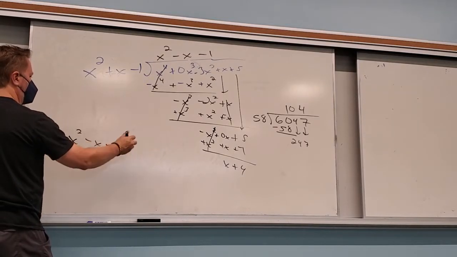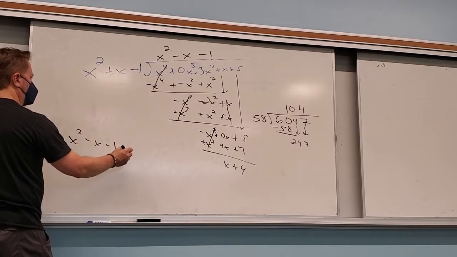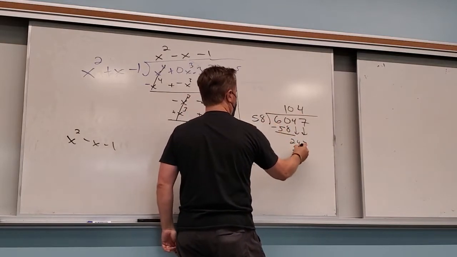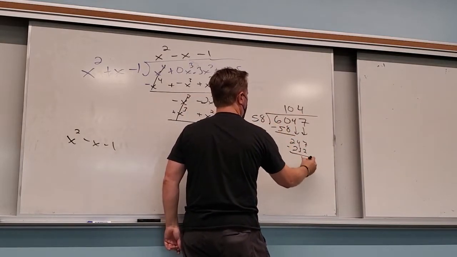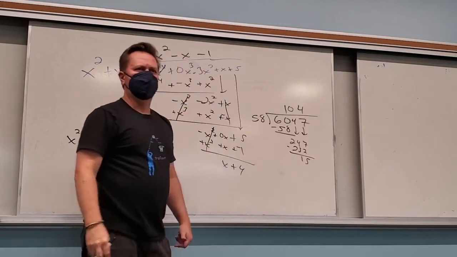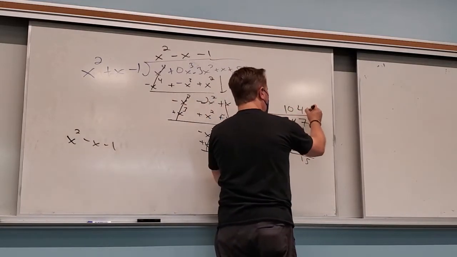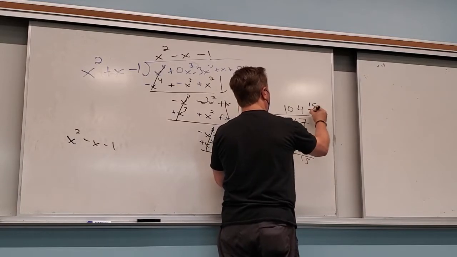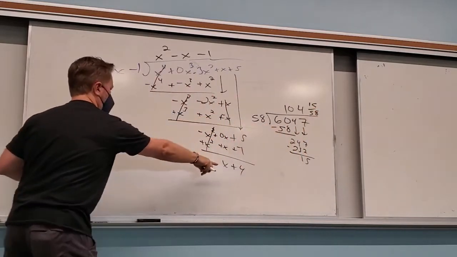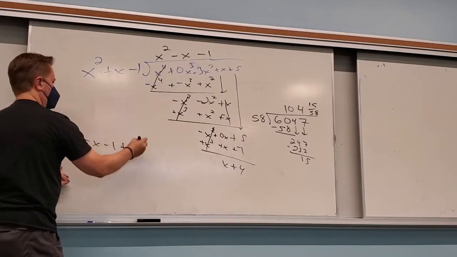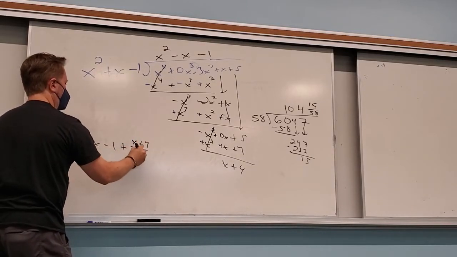How do I do the remainder? Over here, 4 times 58 is 232. I get remainder 15. How would I write that here? There's an understood plus 15 over 58. So how do I write this remainder? Plus x plus 4 over x squared plus x minus 1.